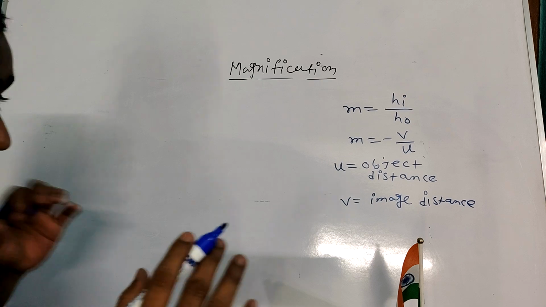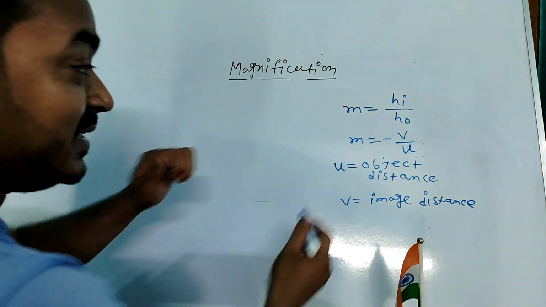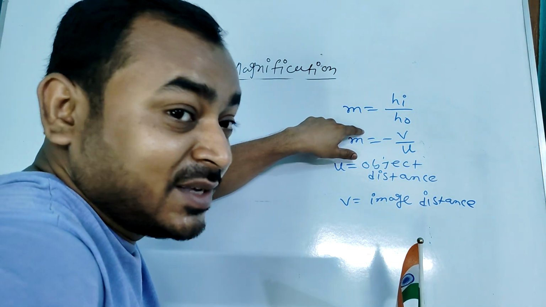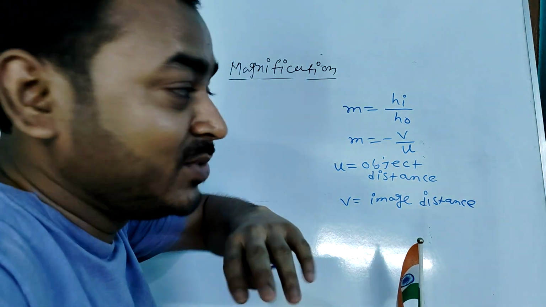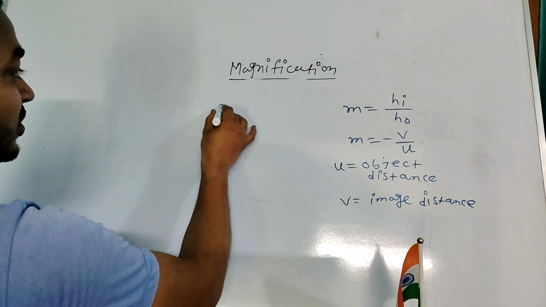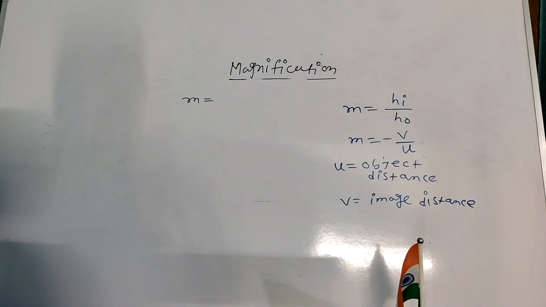Just see. Next, we have two different formulas. Here magnification is given in terms of height of the image and height of the object. Here magnification is given in terms of image distance and object distance. Now we have another formula for magnification, we'll derive it.